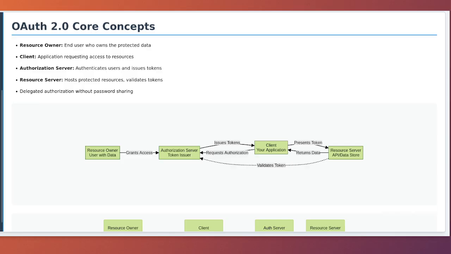OAuth 2.0 Core Concepts. Before we dive into the authorization code flow with PKCE, let's establish the foundational concepts of OAuth 2.0. OAuth 2.0 defines four key roles that participate in the authorization process. Understanding these roles is critical because each role has specific responsibilities and security requirements that shape how the entire flow operates. The resource owner is typically the end user who owns the data or resources being accessed.